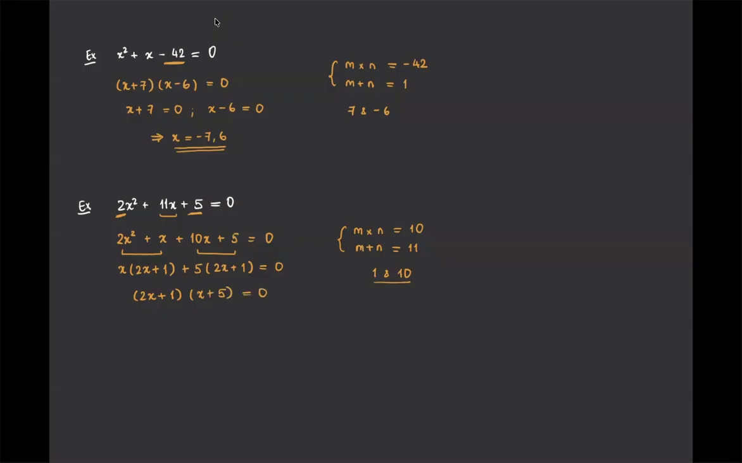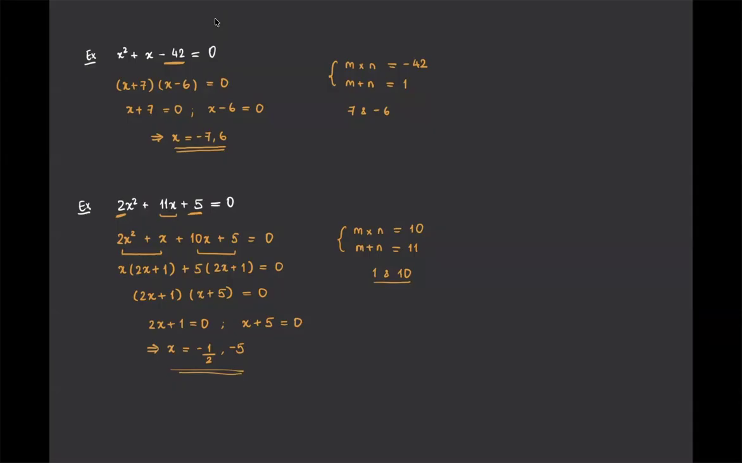Which means that I again have two cases. One where 2x plus 1 equals 0, and the other where x plus 5 equals 0. And so from my first case, I have that x equals -1 over 2, or -1/2. And from my second case, I have -5. So that's my answer.